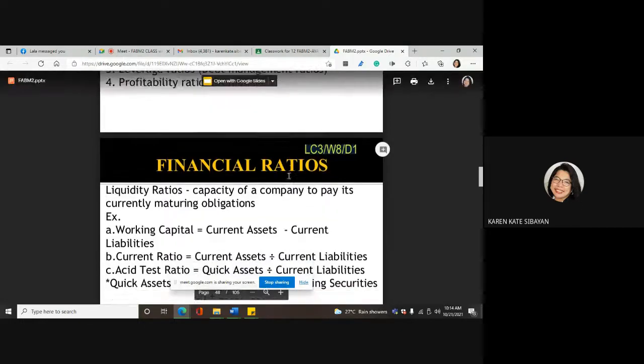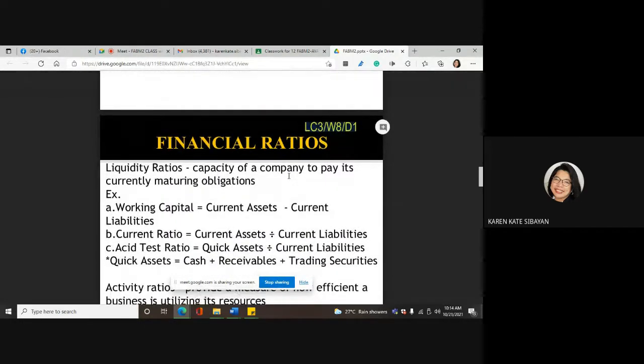Nasaan na tayo? So, under the financial ratios class, yung liquidity ratios is the capacity of a company to pay its currently maturing obligations. Okay? So, ano ba usually yung mga maturing obligations? So, ito yung mga payables ninyo. Ito yung mga current liabilities ninyo. Okay? When you say current liabilities, ilang years lang siya dapat?